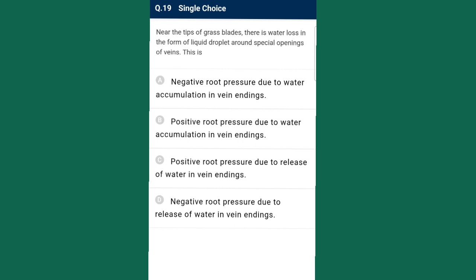Question number 19. Near the tip of grass blades, there is water loss in the form of liquid droplets around special openings of veins. This loss of water in the form of liquid droplets from special openings called hydathodes present at the tip of leaves is known as guttation. It occurs due to positive root pressure when water accumulates in the vein endings. So the answer is option B, positive root pressure due to water accumulation in vein endings.